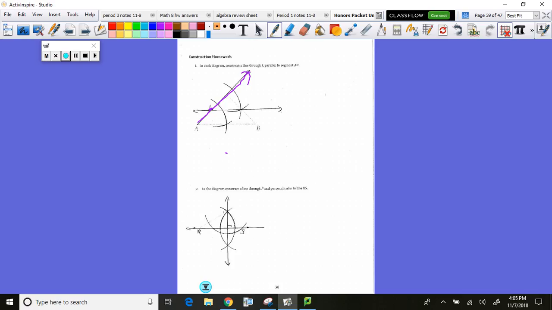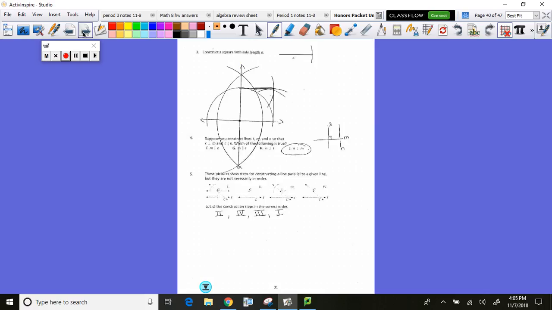Here I wanted perpendicular through this point. So what I did is I put my point on the point, drew this arc here so that I made a segment of which that point's in the middle, and then I did the perpendicular bisector. To make my square, there are many different ways of doing that.